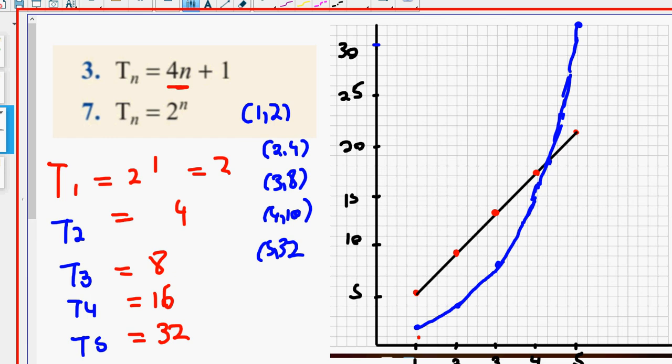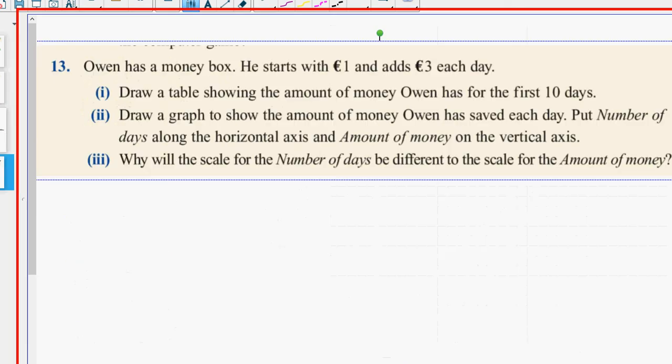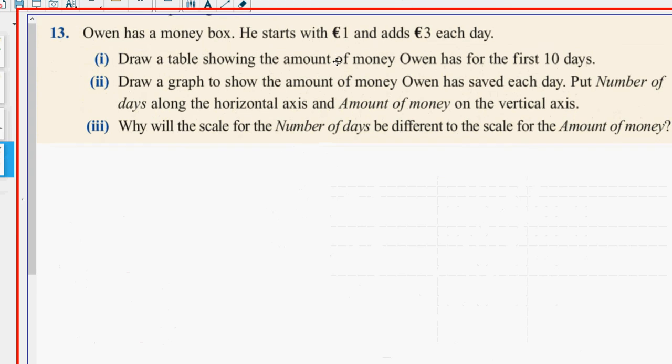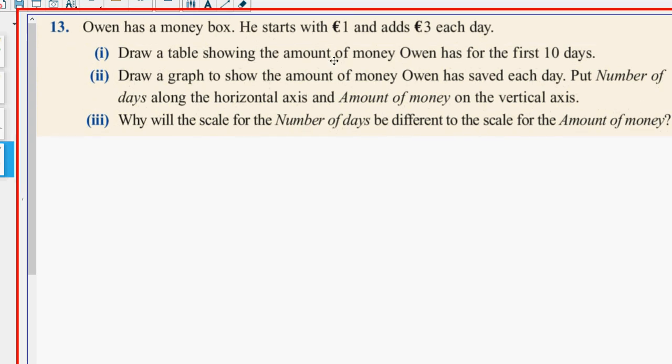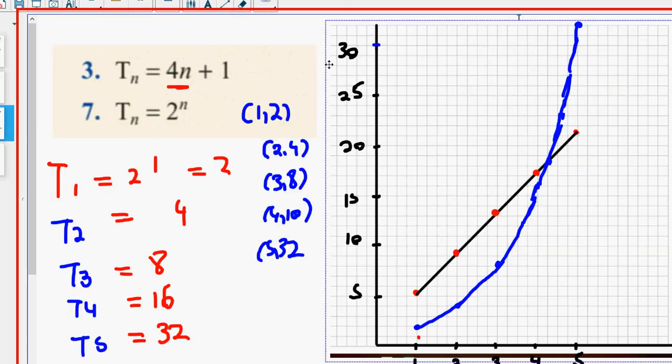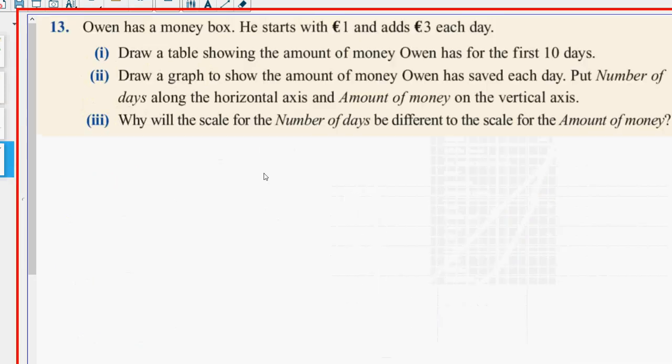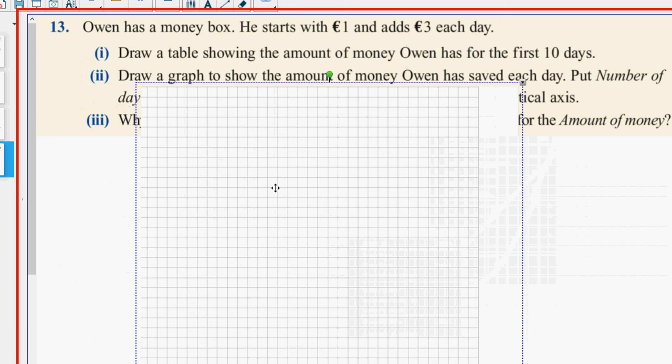Okay. Next thing. They're going to give you written equations like question 13. Now, question 13. Sometimes you have a decision to make. Sometimes the language isn't clear. Okay. So here's what we're going to do. So we're going to go over here. Over here. Okay.